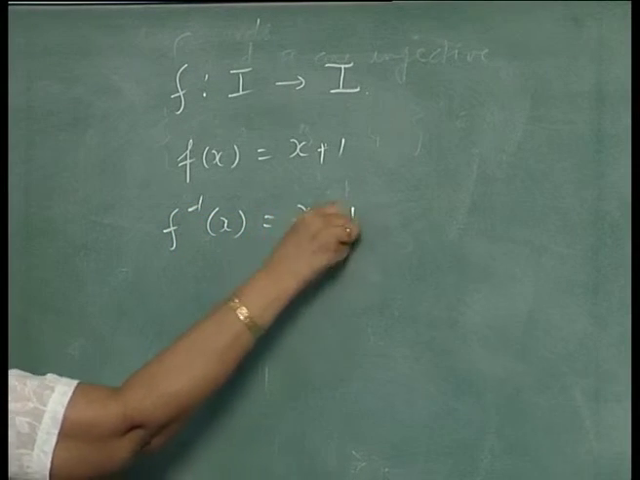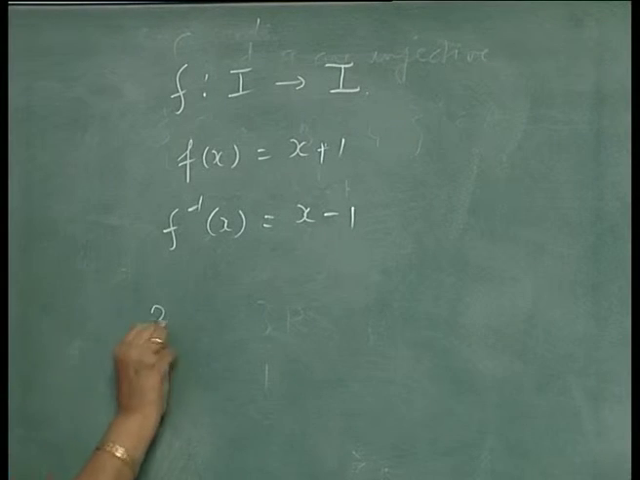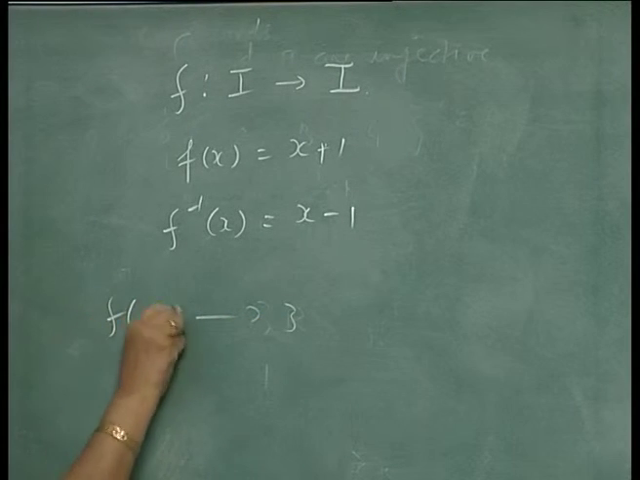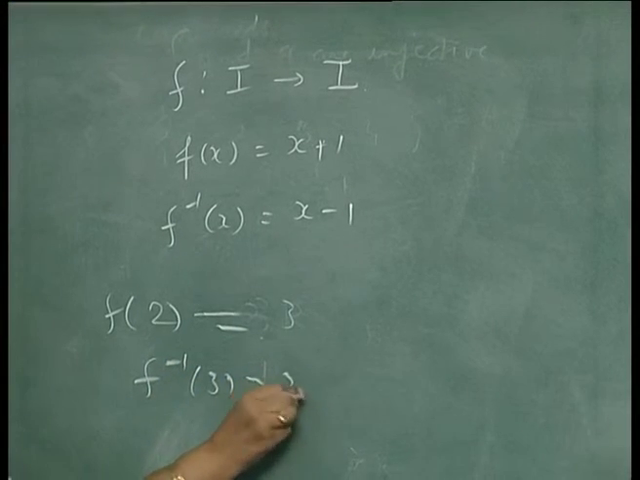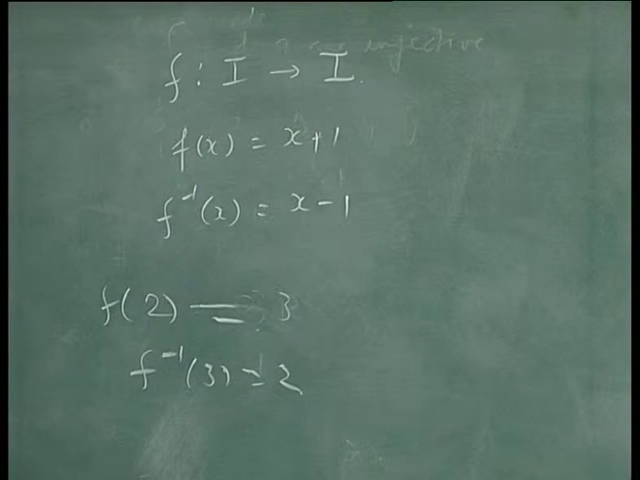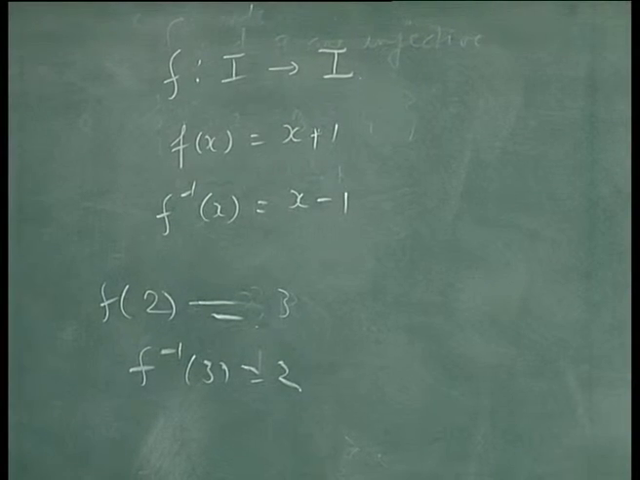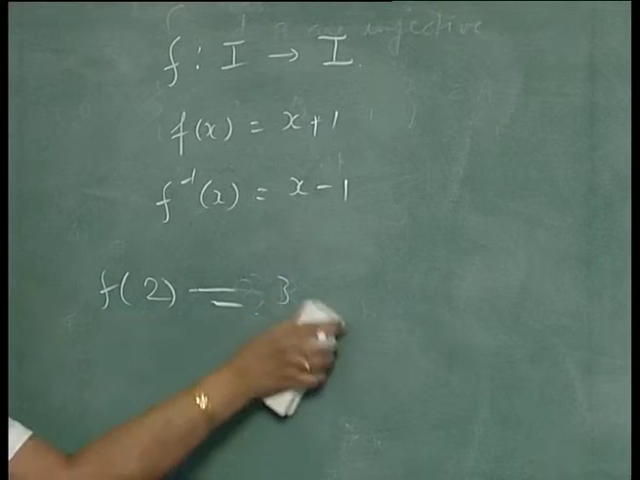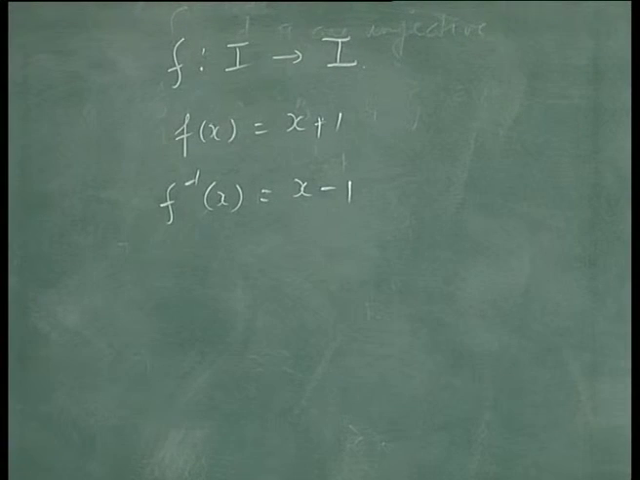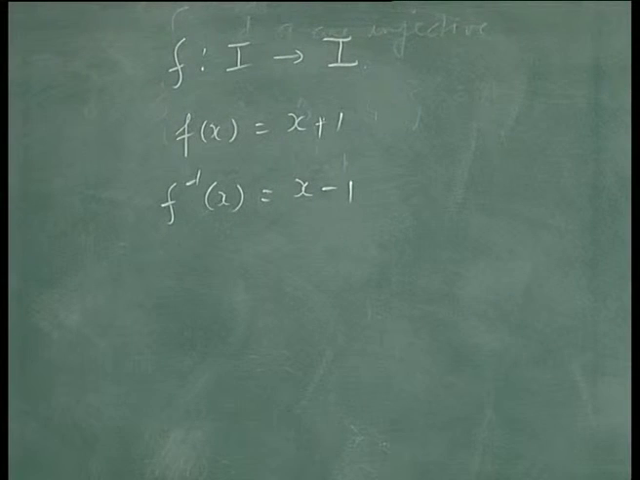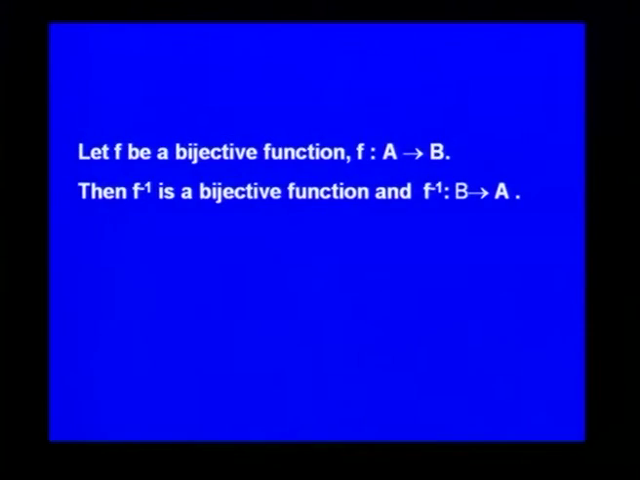It is x minus 1, because if you map 2 onto 3, f of 2 is 3, then f inverse of 3 will be 2. So, that is x minus 1. You define f inverse in this manner. Such functions are called inverse functions. Let f be a bijective function from A to B, then f inverse is a bijective function and it is from B to A. This is what we have seen now.